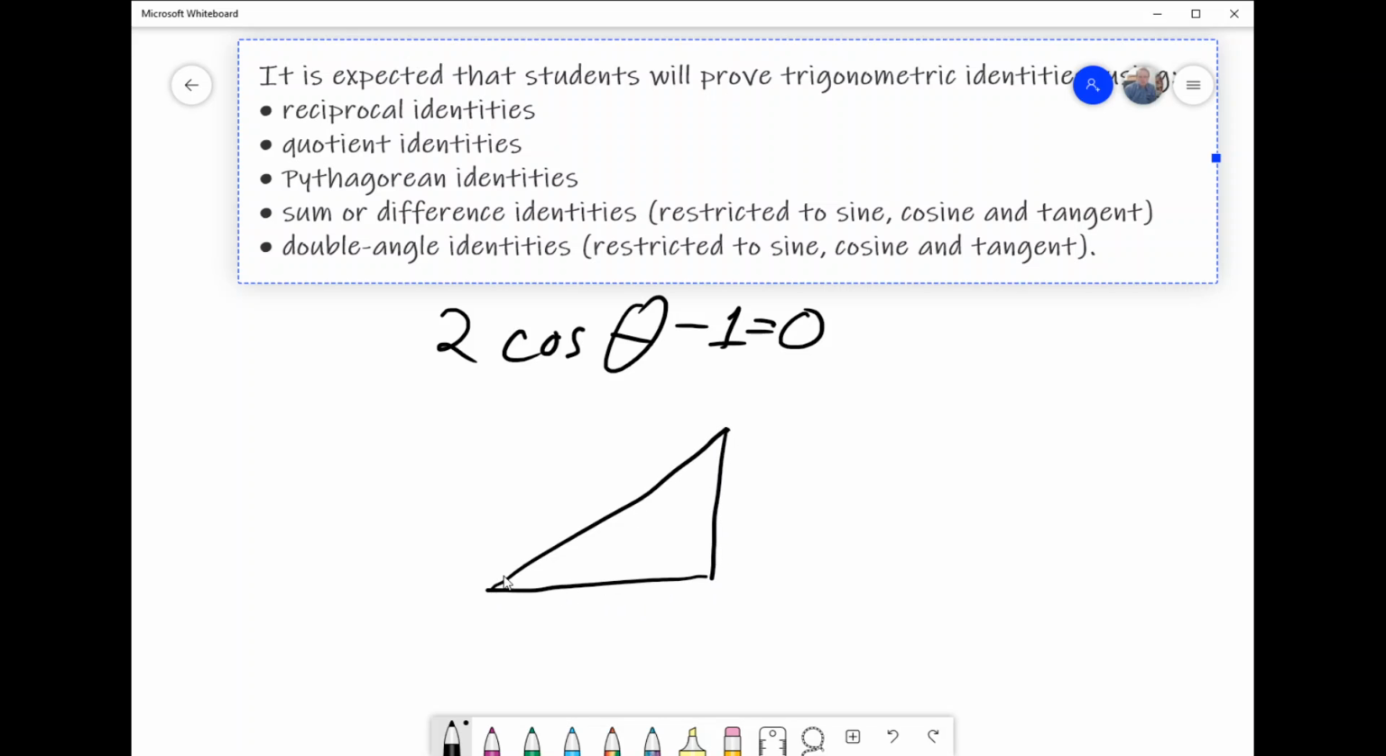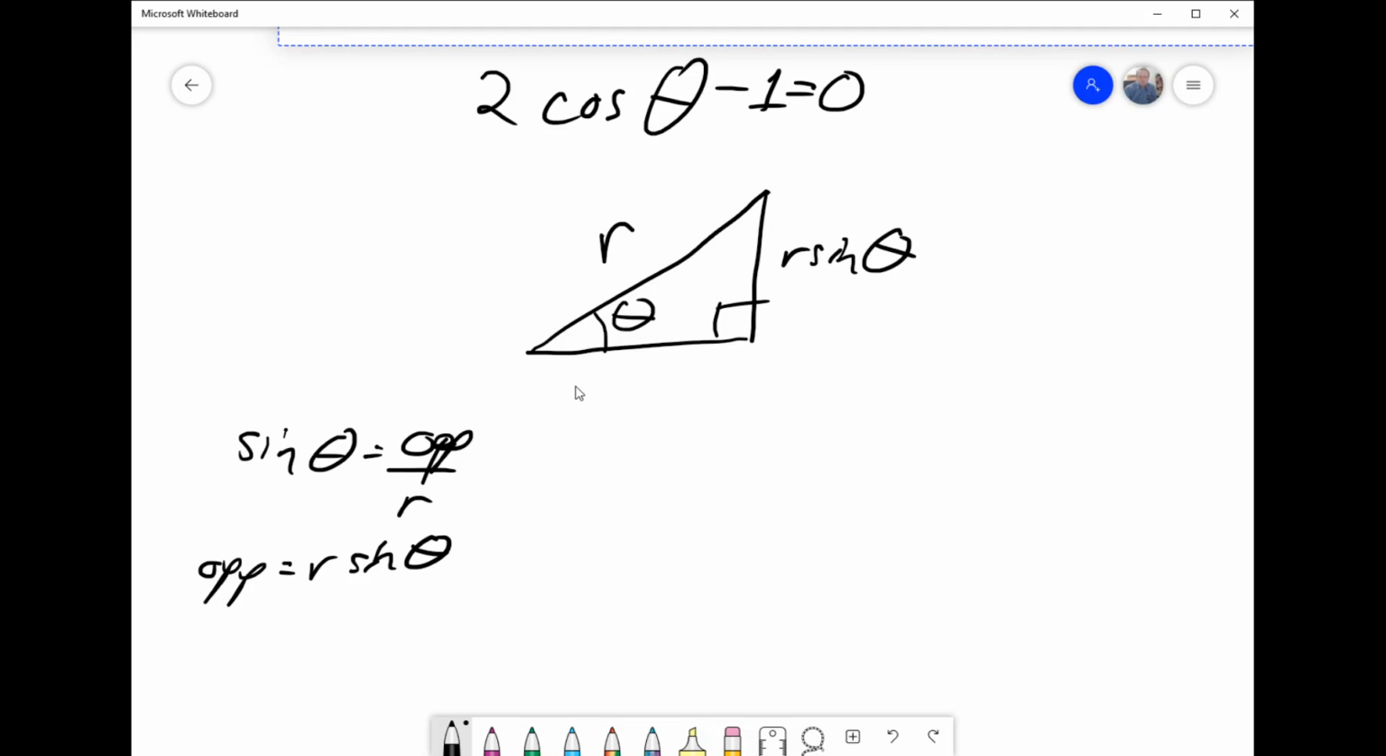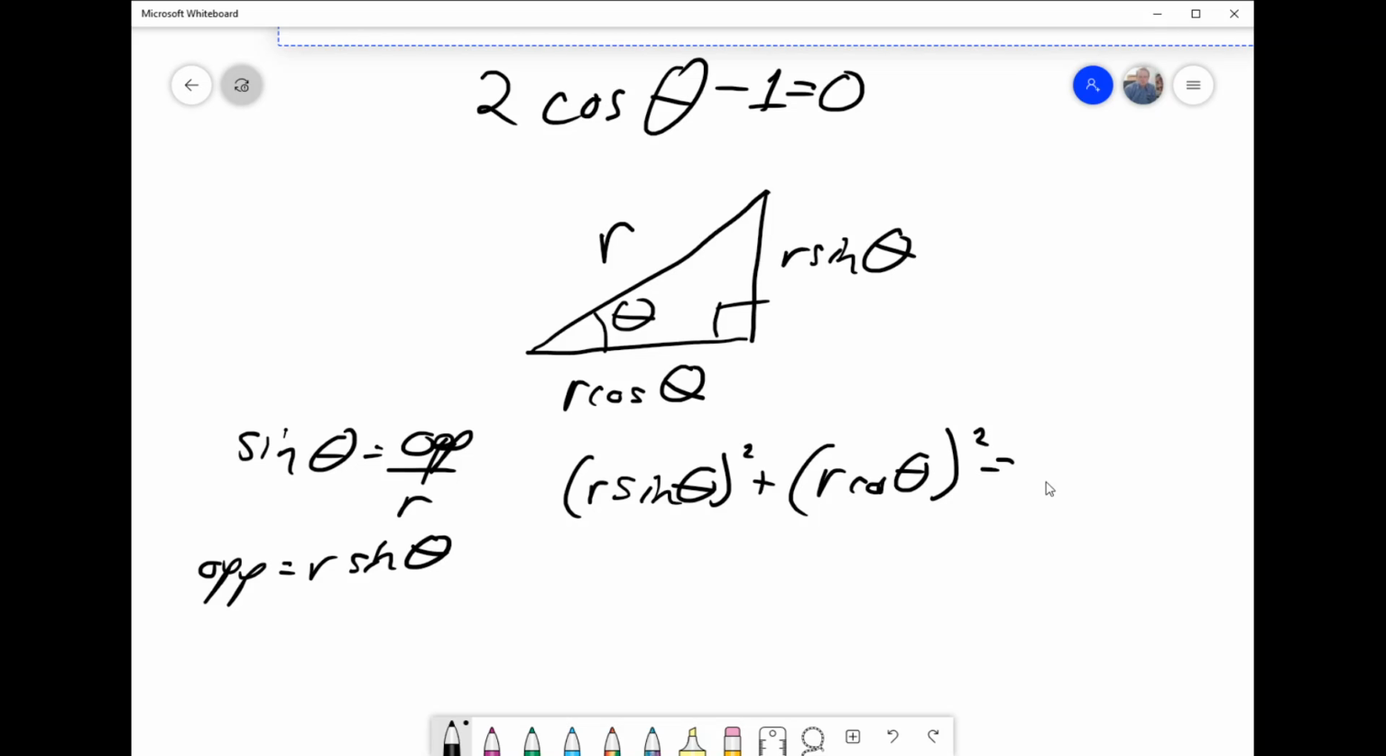So, for example, if we take a look at a right angle triangle, angle theta here, side r, well then we know that our opposite side here is r sine theta. We could say the adjacent side is r cos theta. If we then take this and apply the Pythagorean theorem, what we get is (r sine theta) squared plus (r cos theta) squared equals r squared.